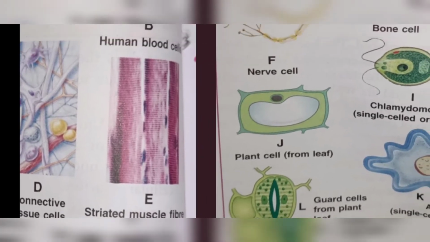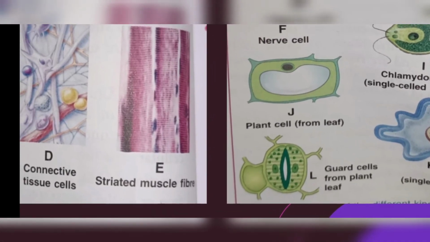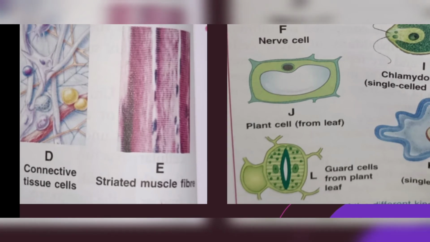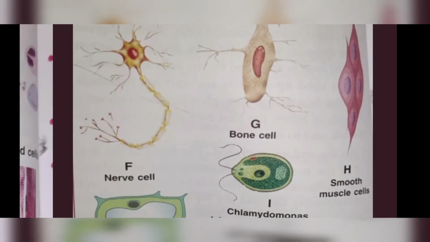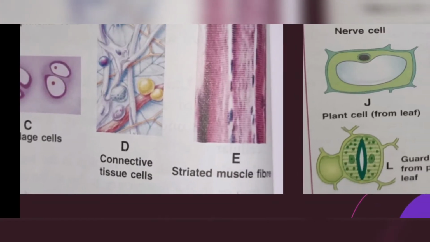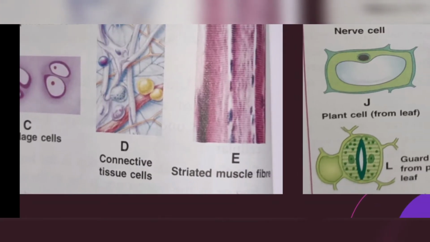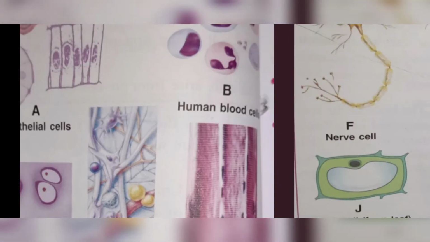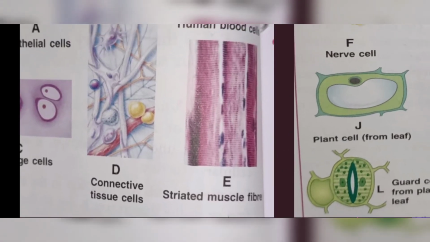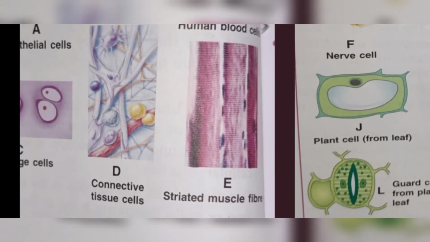Then we have striated muscle fibers. These are the muscle fibers present in our arms and legs. Striated muscles are muscles that are in our control. They are also known as skeletal muscles, or striated muscle fibers. These fibers are present beneath the skin.